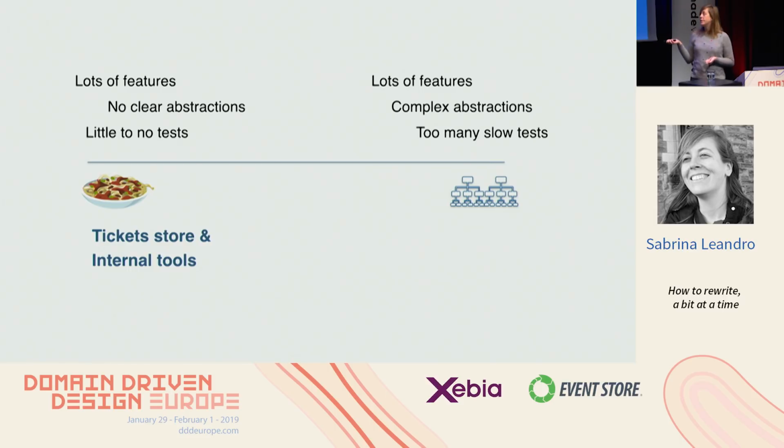So in the case of that ticket store and internal tools that I mentioned, there were lots of features, but there were no clear modules or structure to it. There were little tests. And in the case of Songcake.com, it was on the other side of that spectrum. It also had lots of features, but it had a lot of complexity in it. It had a lot of end-to-end slow tests, and that also made it very hard to change.